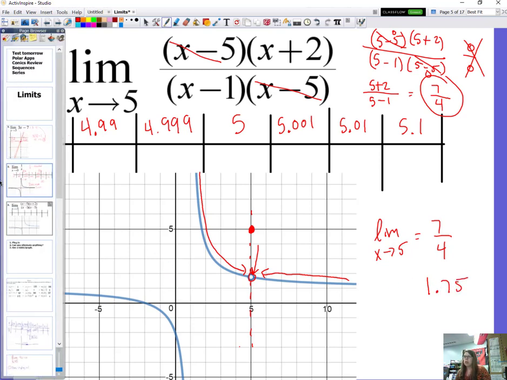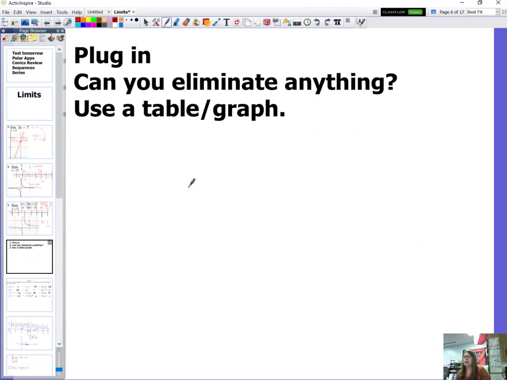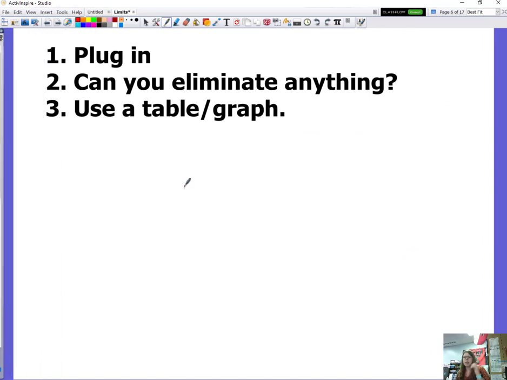So that is kind of a quick overview of limits. Here are kind of the main ideas of what you can look at. Plug it in. Can you eliminate anything? Can you divide anything out? And then use a table or a graph to look at what's going on.